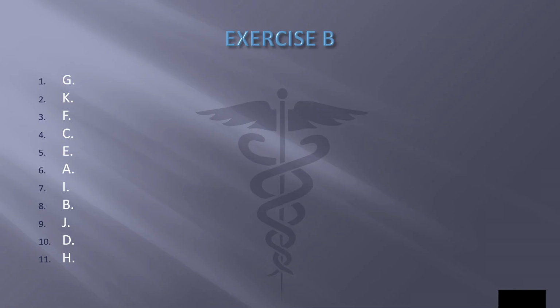Auditory nerve is D, nerve that carries messages from the inner ear to the brain. And 11, optic nerve is H, the nerve at the back of the eye that transmits light waves to the brain.